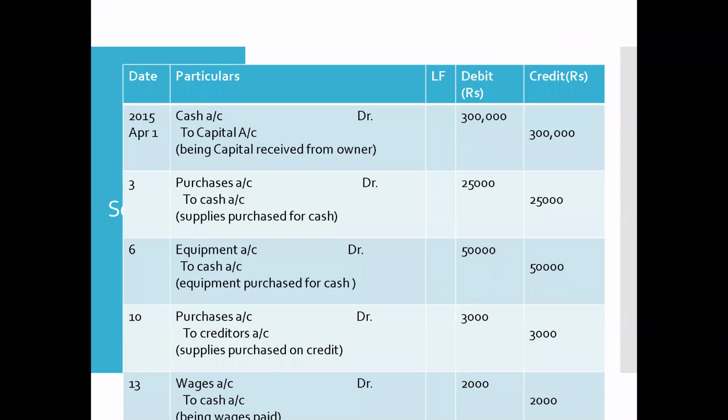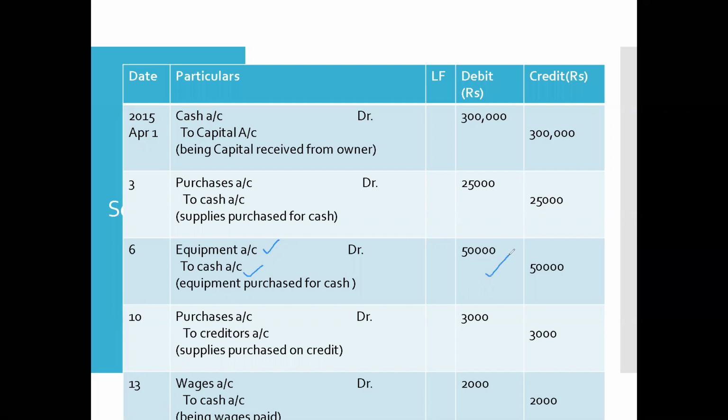Next, third entry was on 6th, purchased equipment for cash 50,000. So equipment has been purchased. So debit what comes in? Equipment account debit to cash account for 50,000.